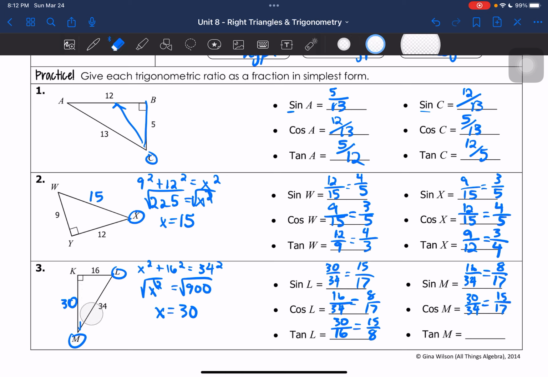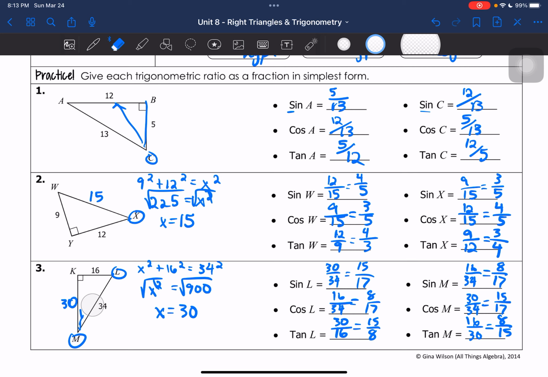And then lastly, I want to find the tangent of angle M. So that's going to be opposite over adjacent. 16 over 30 is what my tangent is. 16 over 30 simplifies to 8 over 15.